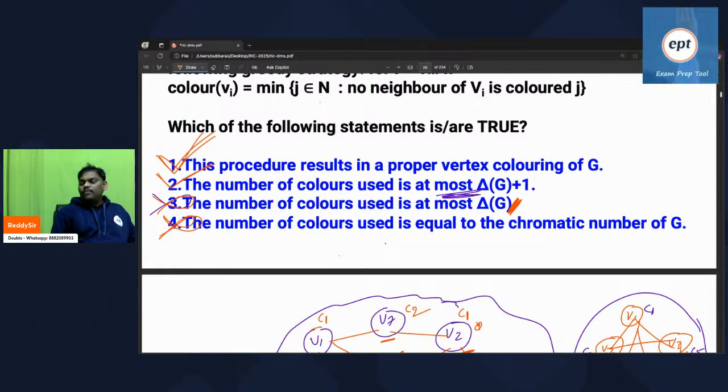If anyone says option 4 is correct, you are indirectly saying chromatic number finding is a decidable problem, because a greedy algorithm is available. If this algorithm gave the chromatic number, then the graph coloring problem would be decidable. It is undecidable, so there is no algorithm. You cannot say this greedy algorithm gives the chromatic number. Sometimes this algorithm may give a bigger number.